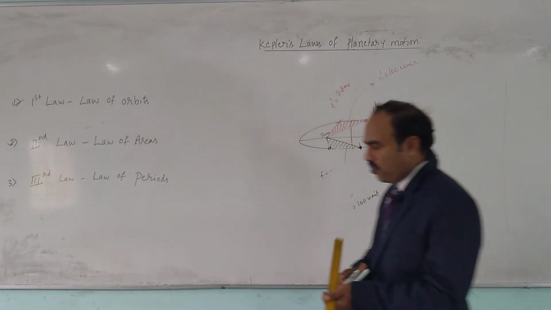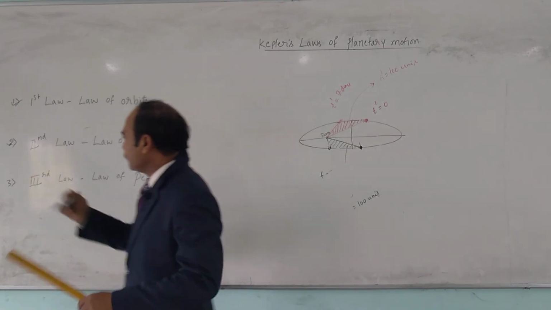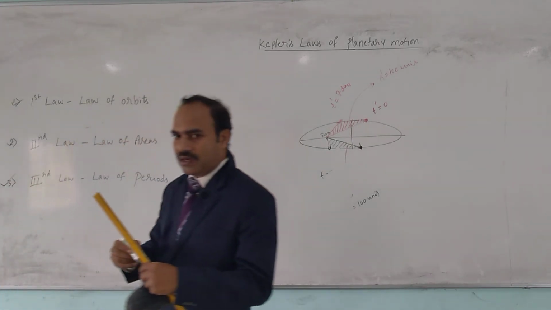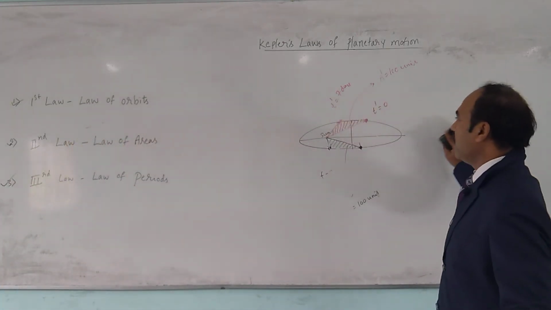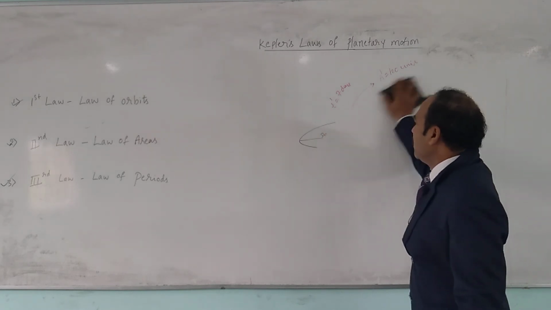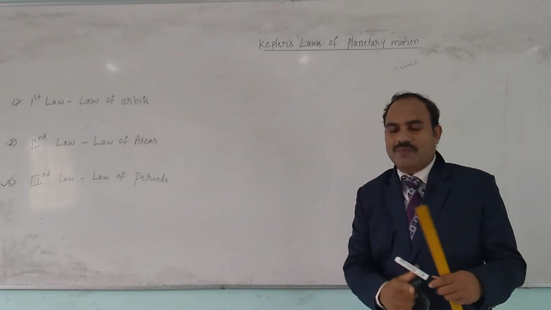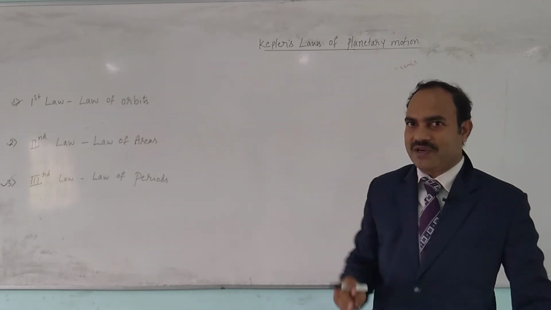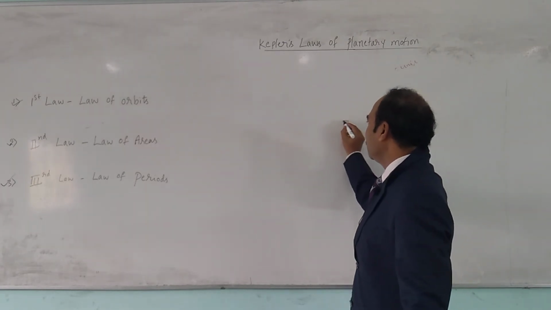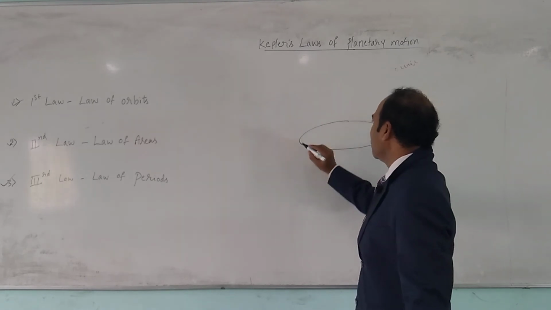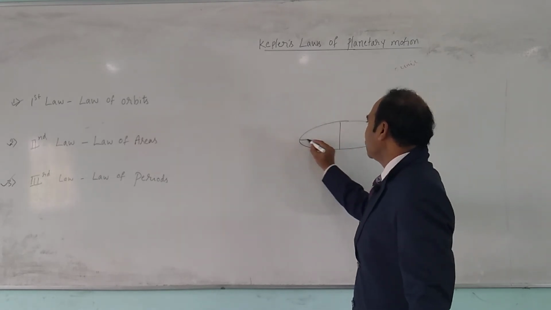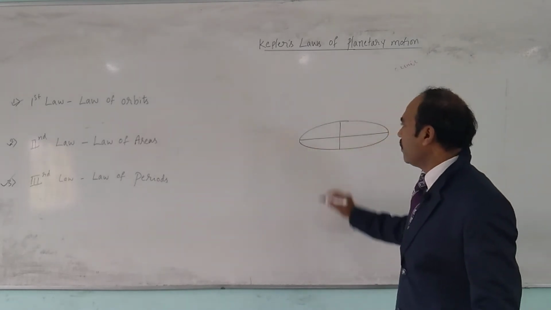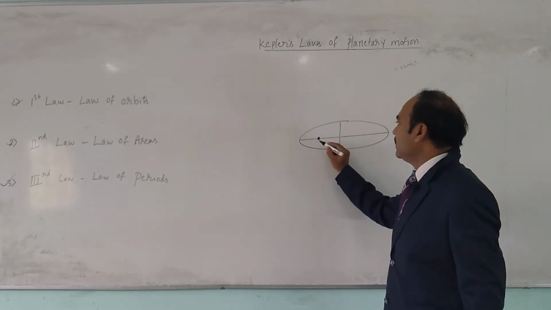Now we move on to understand Kepler's third law. This is also called the law of periods. What is a periodic motion? The motion which repeats itself after a definite time interval, that type of motion we call a periodic motion. After the time period, what happens? The motion repeats.